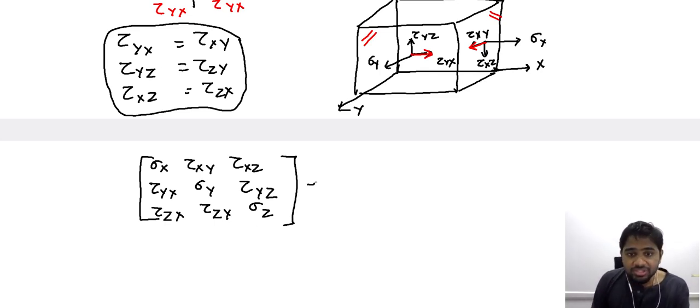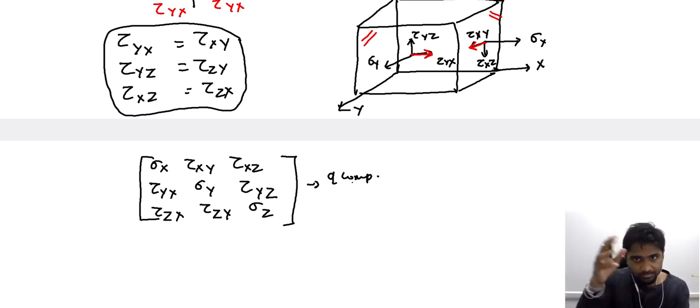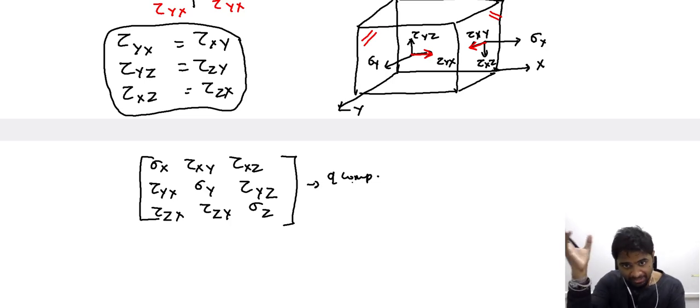Now this essentially shows that we need 9 components of stresses to describe any triaxial loading condition, be it compressive, tensile, or a combination of these two in any inclined plane.